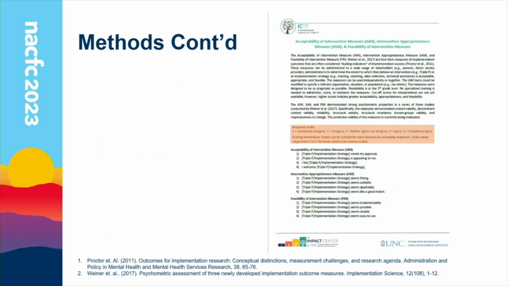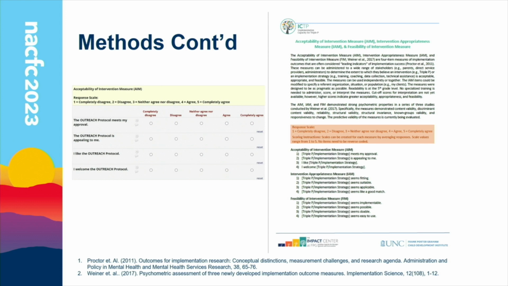So the CRCs were asked to assess the overall outreach protocol and their protocol-specific training using these measures, scored 1 to 5, with higher scores indicating greater acceptability, appropriateness, and feasibility. So here's the validated measure. And then on the left is an example of how we use the measures for the study. So in this example, I'm showing the acceptability of intervention measure.